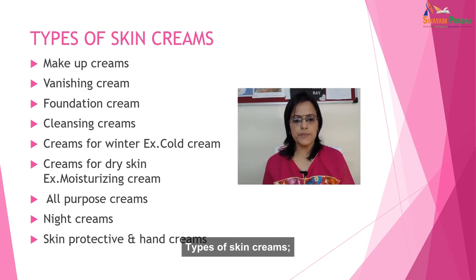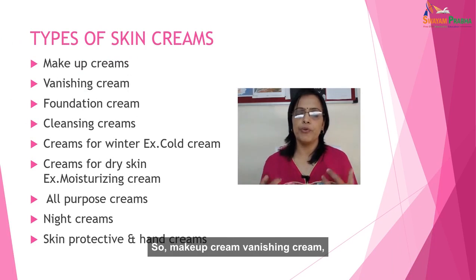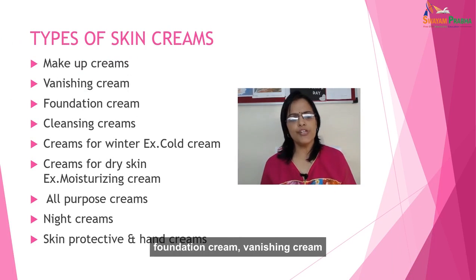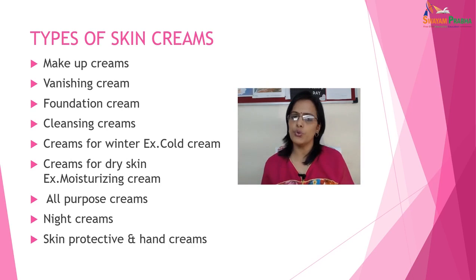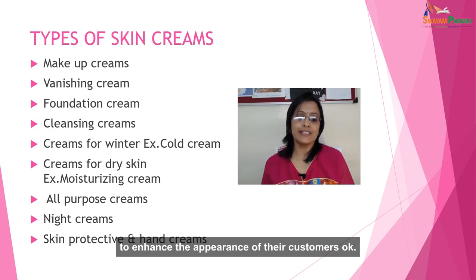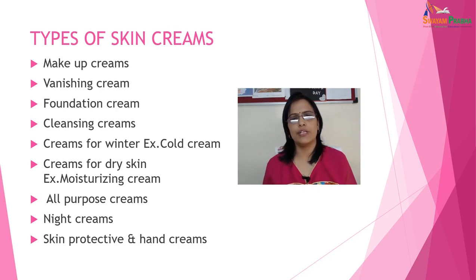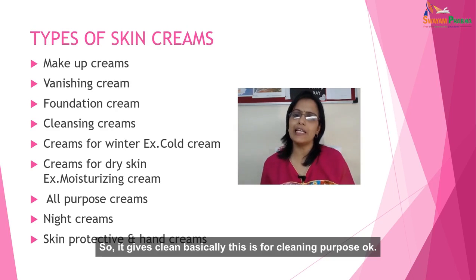Types of skin creams. What are the different types of skin creams? So makeup cream, vanishing cream, foundation cream. Vanishing cream usually disappears when it is rubbed on the skin. Makeup cream is a specialized cream used by beauticians to enhance the appearance of their customers. Then the cleansing cream, whose function is cleansing the face, basically for cleaning purposes.